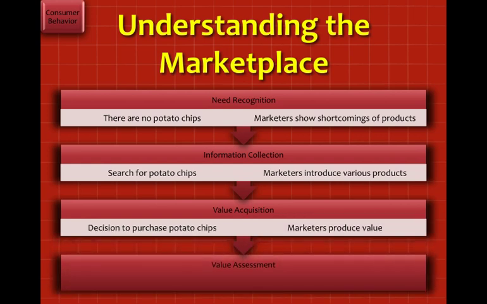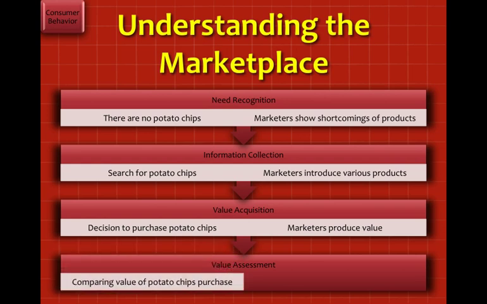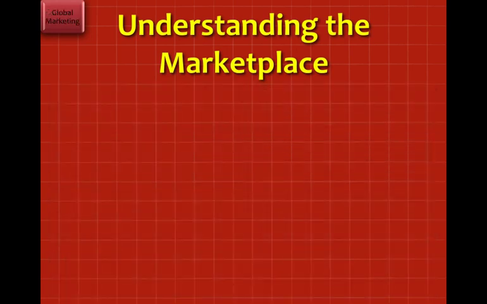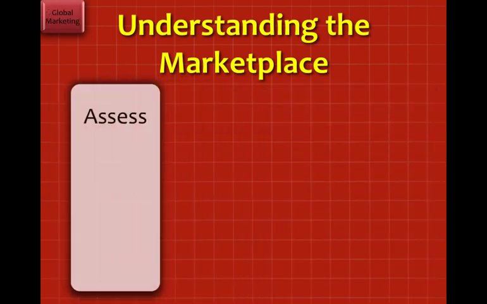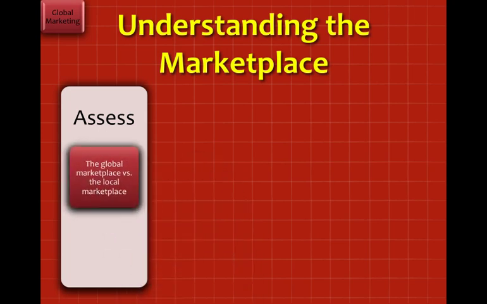And so, as a result of that, in order to get you to go and make that purchase again, you really do a comparison of the value of the potato chips that you purchased that are available to you, and marketers then get you to repeat that consumer behavior if at all possible. Now, you've got to extrapolate that out to a global marketing perspective. And in doing so, you really have to look at global marketing from an assessment standpoint first, that we're not operating on a local marketplace basis. We are operating on a global marketplace.